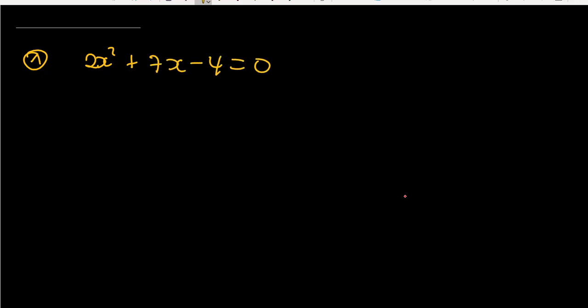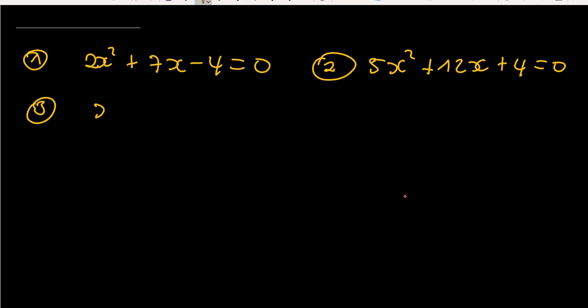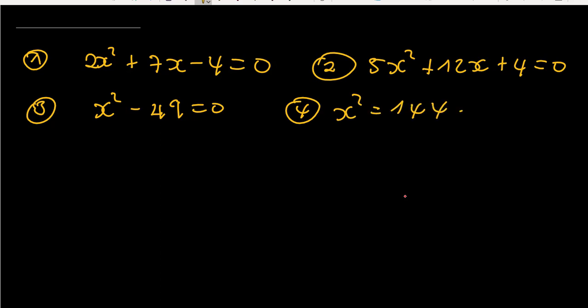Okay, so let's get an example. We are going to take the first example. First, we are going to solve the equation 2x squared plus 7x minus 4 equal to 0, and secondly we are going to solve the equation 5x squared plus 12x plus 4 equal to 0. Then we are going to see some other cases. The third will be x squared minus 49 equals 0, and lastly we have x squared is equal to 154. Okay, so let's get started with the problem.